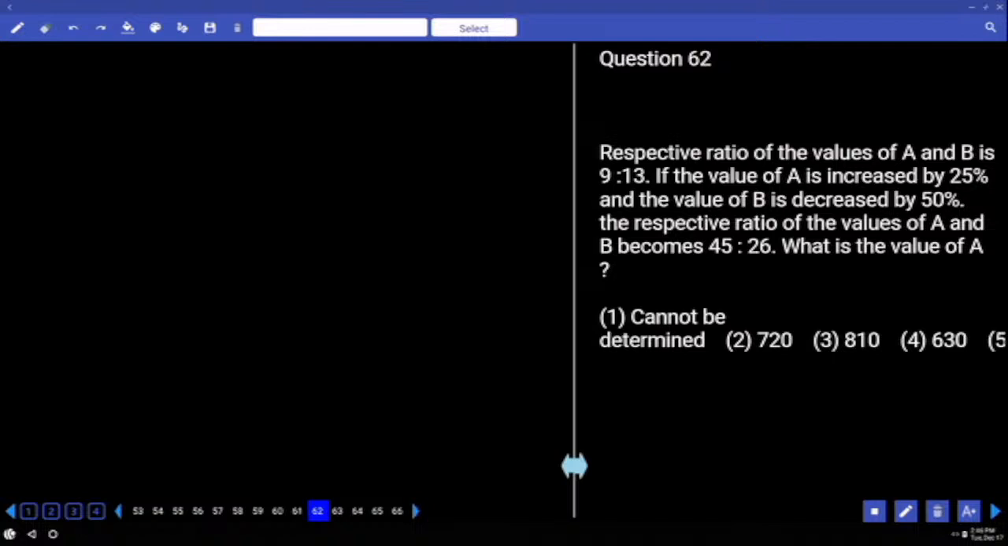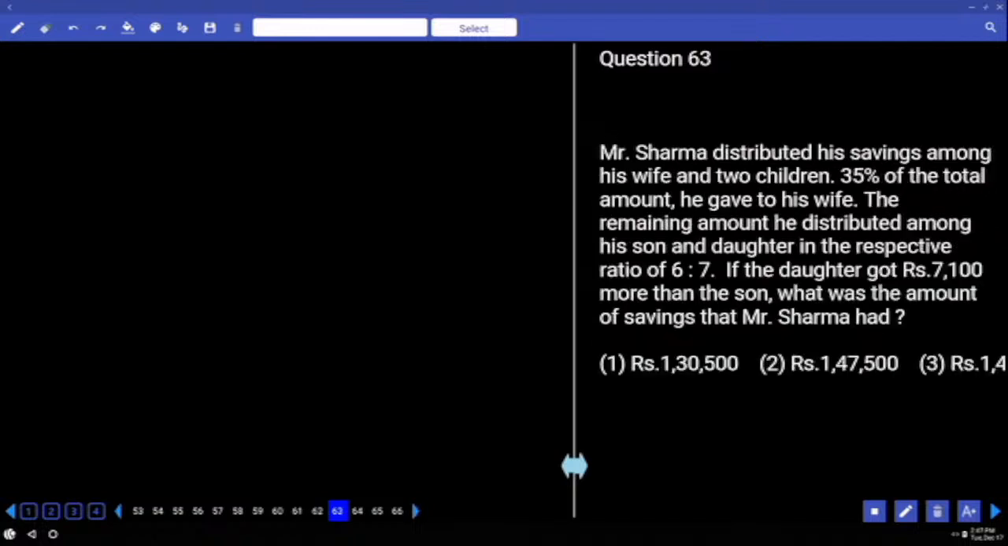Initially ratio, finally also ratio, in between percentages. Anywhere you have values, but they are expecting the answer in values. Answer? Cannot be determined. Nowhere did they talk about values, but the answer is wanted in values, which is not possible. Cannot be determined.